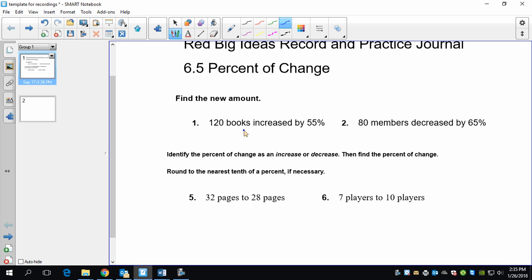So we're just going to take 120 and times that by 0.55. And the reason why we're doing it by 0.55, because remember the percent would be 0.55 as a decimal. 120 times 0.55 is going to be 66, and then we're just going to take that 66 and add it on to our original 120, and we're going to get 186 books. That's number one.